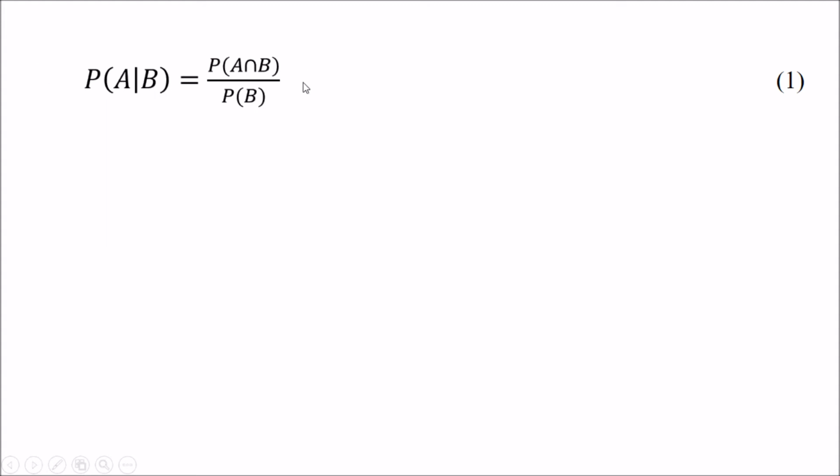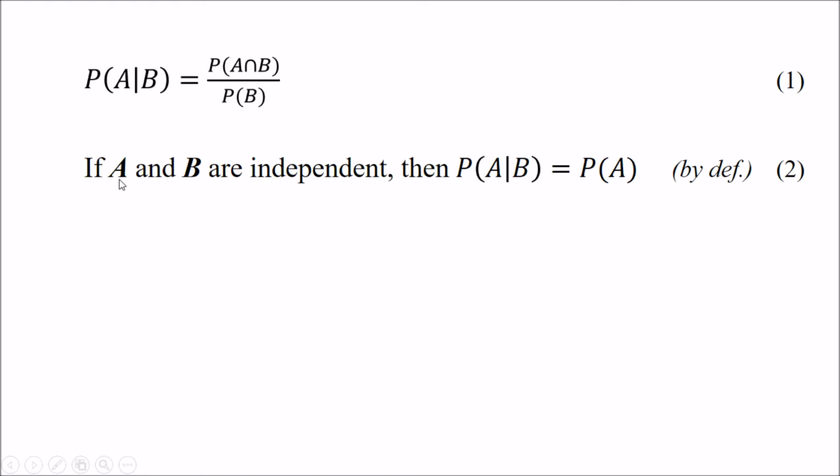So, the probability of A given B is equal to the probability of A and B divided by the probability of B. That was from our definition of conditional probability. We'll call that equation 1. If A and B are independent, then the probability of A given B is equal to the probability of A. That's by definition. That was from the previous slide. We'll call that line 2.